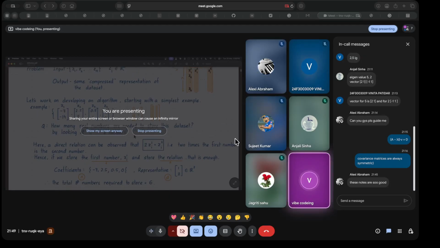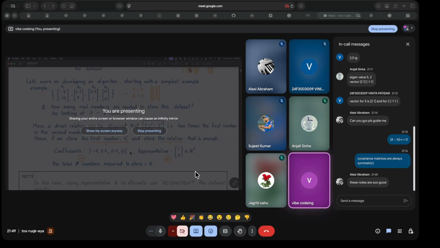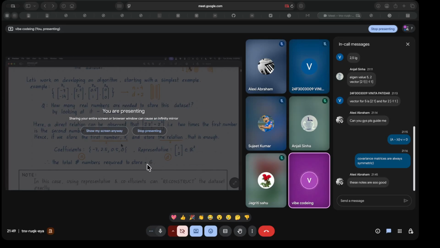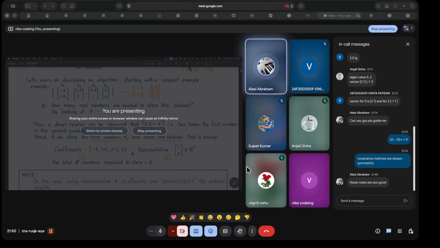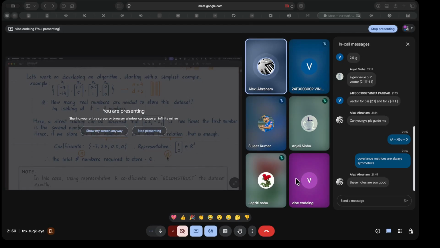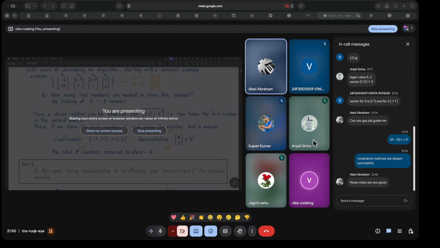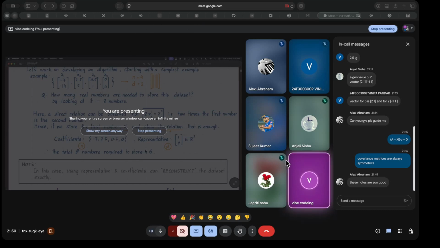Yeah. And now with the new compressed data set, how many coefficients or data numbers does it have? We have reduced from 2 per data point to 1 per data point, and we have a representative, which is a vector of 2 pixels. So in total, before we had 8 and now we have 6.